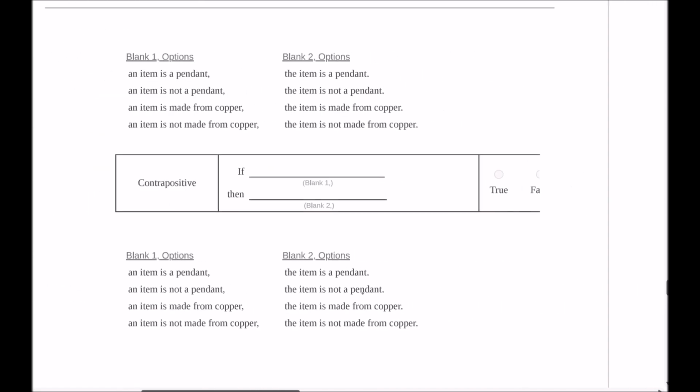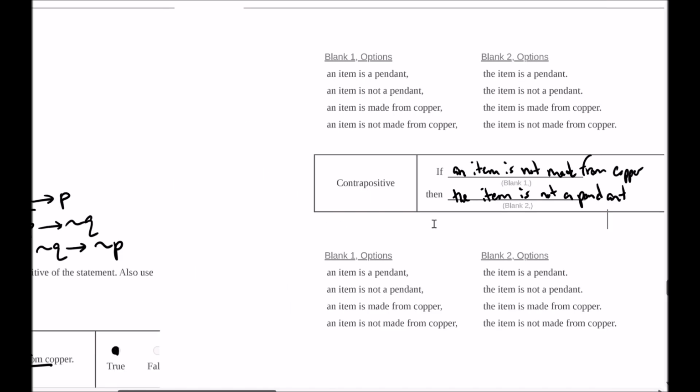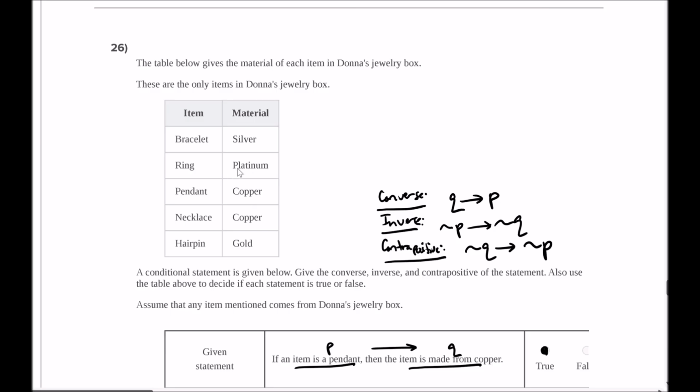So if an item is not made from copper, then the item is not a pendant. We want to see if that's true or false. So if it's not made from copper, then it's not a pendant.